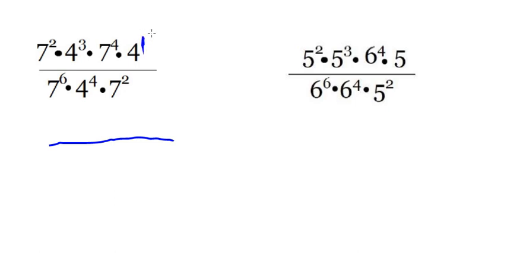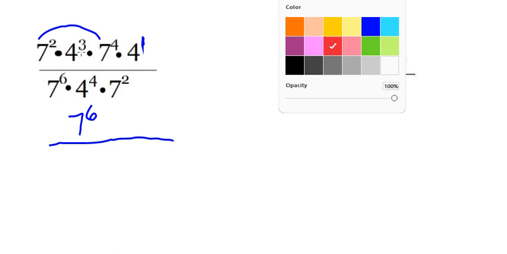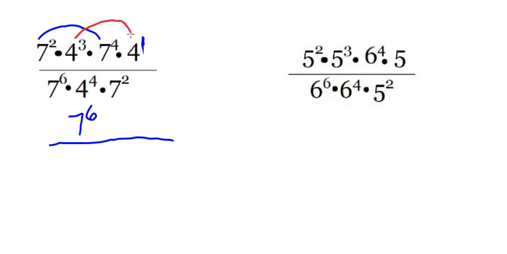So now I'm going to simplify in the numerator. And to start that, I'm going to multiply 7 squared by 7 to the 4th. I can't combine the 4s and the 7s, but I can put the 7 pieces together. So that's going to be 7 to the power of 2 plus 4, so that's 7 to the power of 6. Well, I now need to deal with my 4s, so that's 4 to the 3rd times 4 to the 1st, so that's actually 4 to the power of 4.